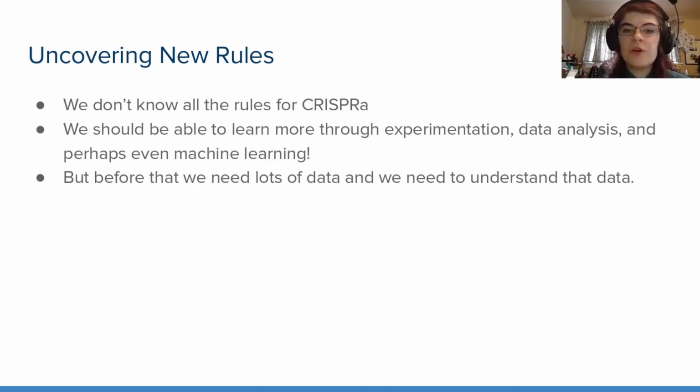Another thing that we might want to do to find good candidates is to discover new rules. The rules that we have right now for what makes a gene a good candidate for CRISPR-A are not all of them. Otherwise, we would know exactly how to use CRISPR-A and how well it would work with every gene, and we don't know that, so there's definitely more to learn. We should be able to learn more through experimentation, data analysis, and probably machine learning. But a challenge with that is that we need lots of data, and it's also a good idea to have a really good understanding of that data and its format.